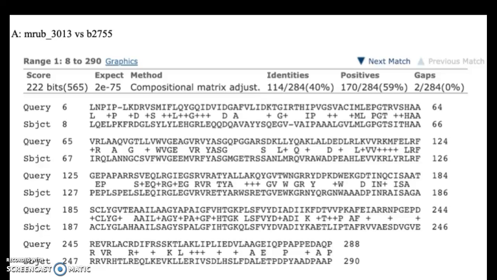First, we have an NCBI protein BLAST alignment between mRub3013 and E. coli B2755, which is widely documented to be Cas1. The query is mRub3013 and the subject is B2755. This figure shows that there is a 40% identity score, indicating that 114 of the 284 aligned amino acids were a match or chemically similar. This alignment has an e-value of 2 times e to the negative 75th, so it is highly significant.